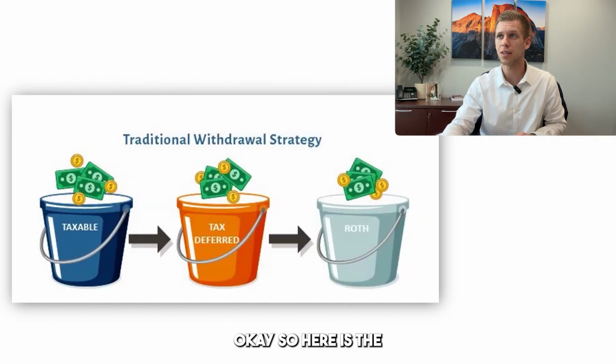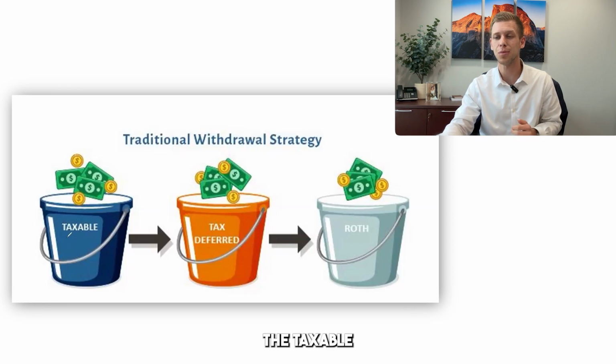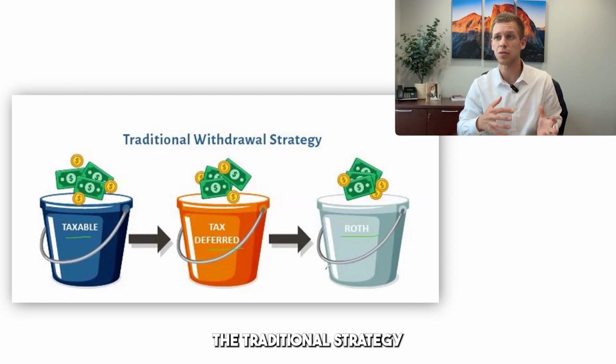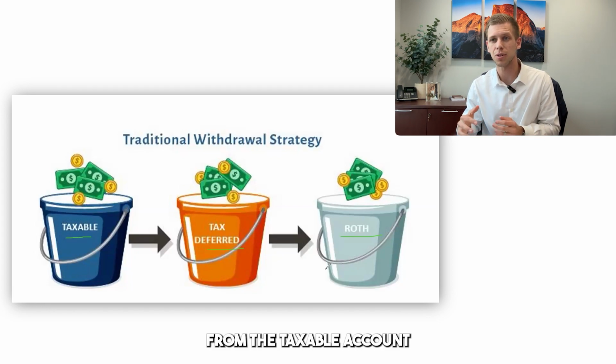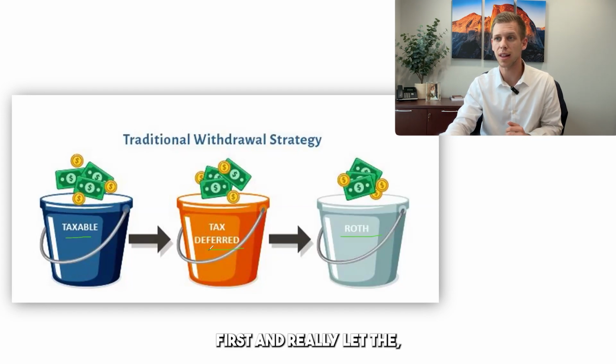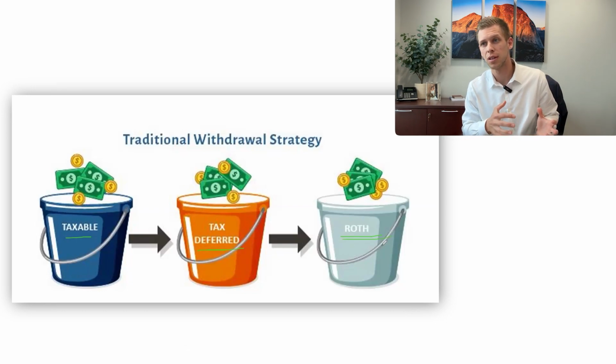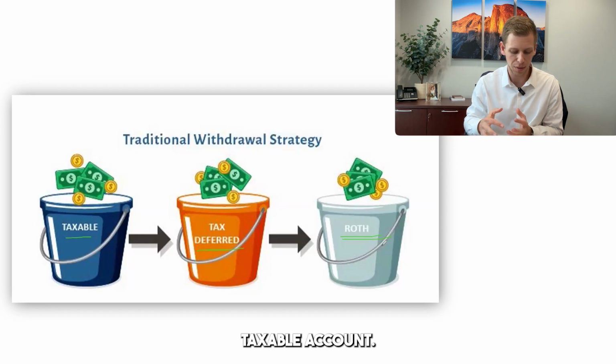Okay, so here is the traditional withdrawal strategy. So you see we've got these three buckets I was just explaining to you: the taxable, the tax deferred, and the Roth. The traditional strategy is to take from the taxable account first and really let the tax deferred and the Roth continue to grow tax-free, taking from the taxable account.